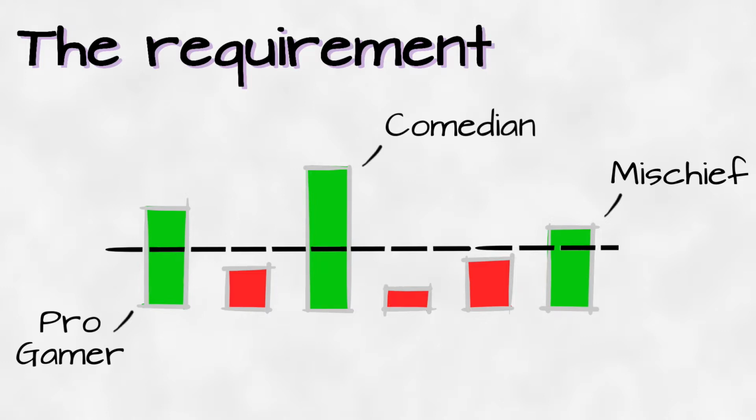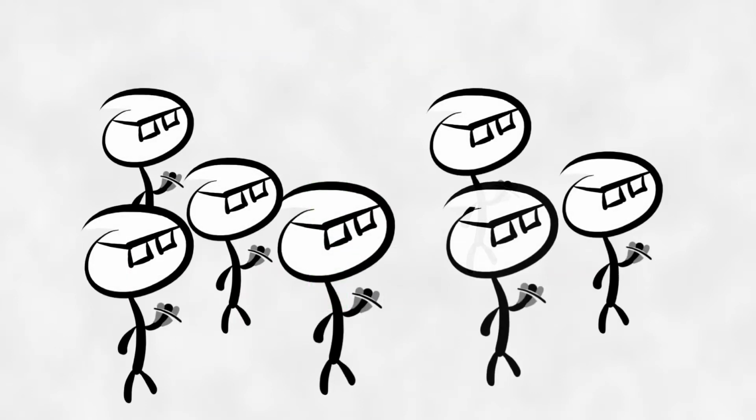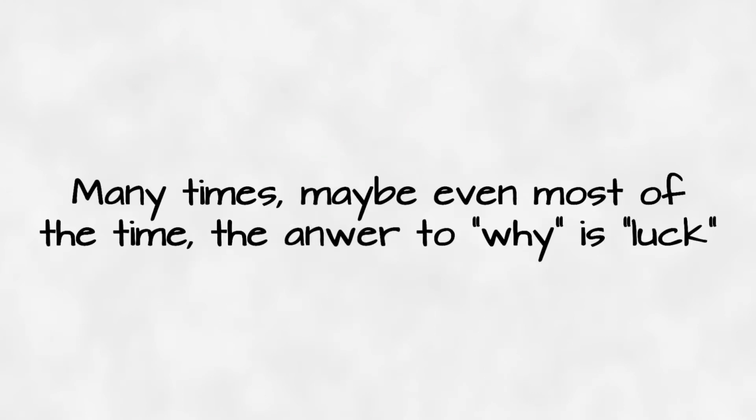Once someone reaches a certain level of entertainment value, one can be considered a viable candidate for success. But like we already said, there are a lot of us. Now the question arises, which one of us is going to make it? We are all practically substitutable by someone. Many times, maybe even most of the times, the answer to why is luck.